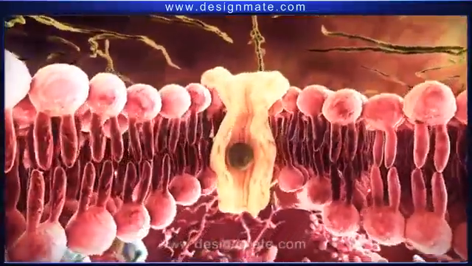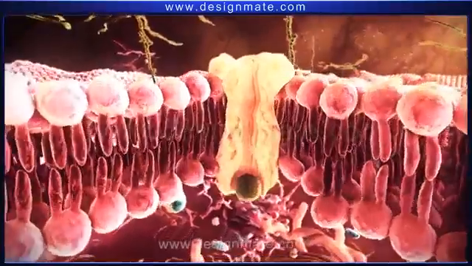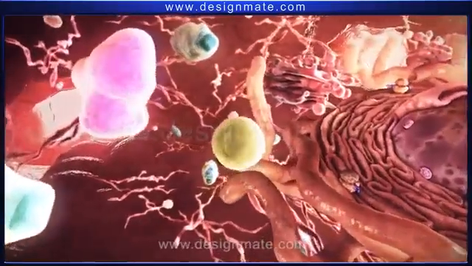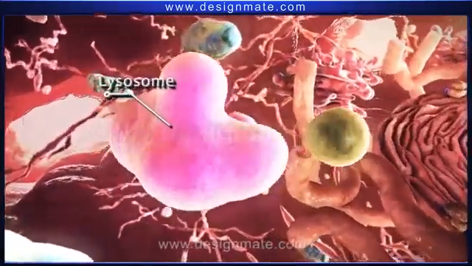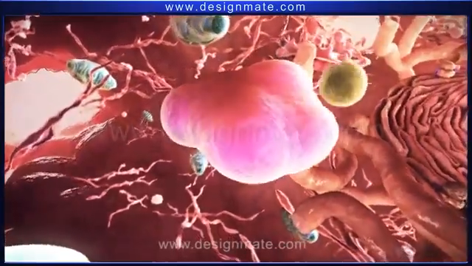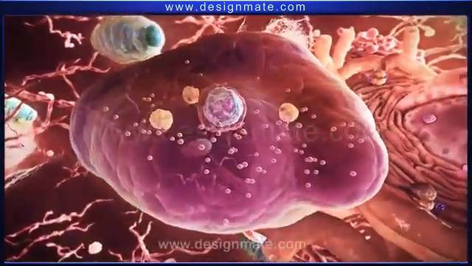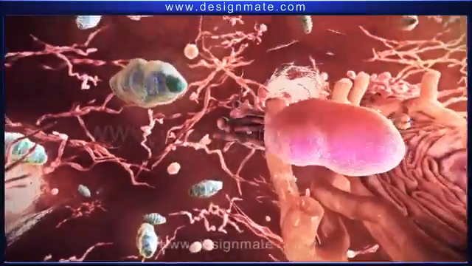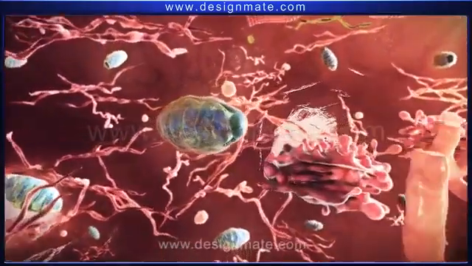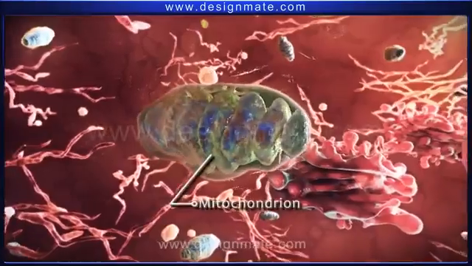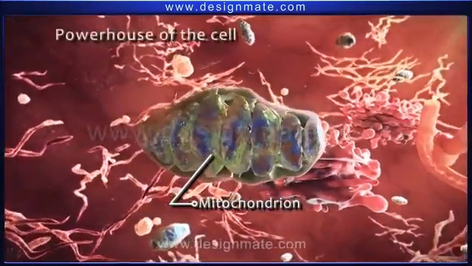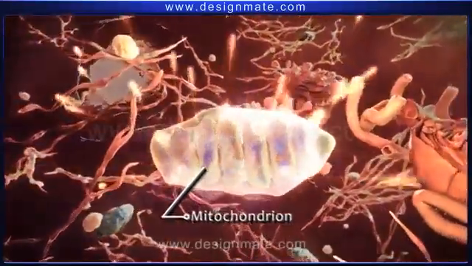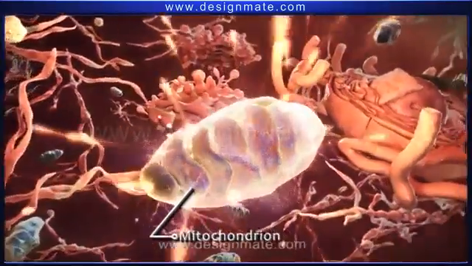Some nutrient molecules can also enter the cell. These nutrient molecules are absorbed by small organelles called lysosomes present in the cytoplasm. These lysosomes contain enzymes that digest these nutrient molecules. But where does the cell get the energy to do all this work? The organelle responsible for this is the mitochondrion. It is also known as the powerhouse of the cell. Mitochondrion releases energy that the cell can use to carry out various life processes.